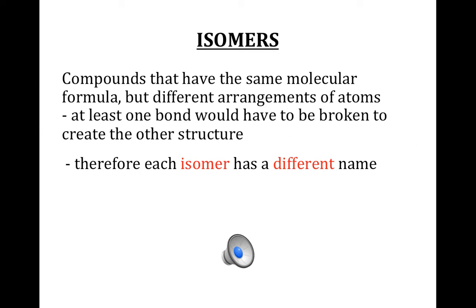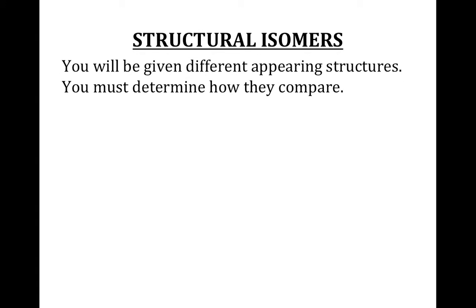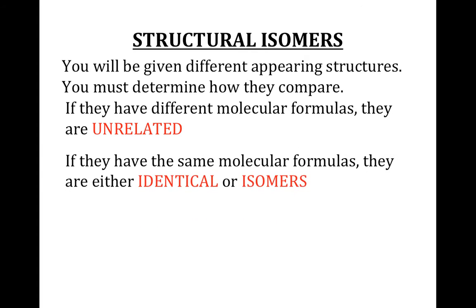So every isomer has to have a different name. And that's one way you can tell if you've done it right for the isomers. So you'll get given things that may appear different, and you've got to see how they compare. If they have different molecular formulas, they're completely unrelated for this kind of question. Unfortunately, if they have the same molecular formula, then they're either identical or they're isomers.